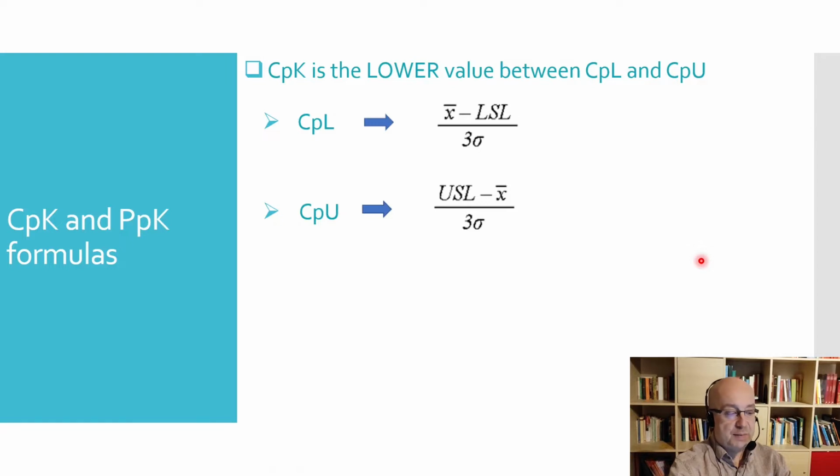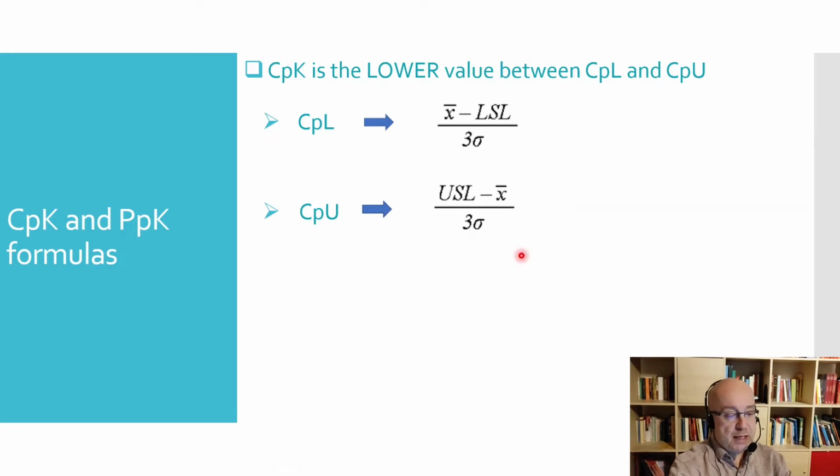So let's start with CPK and PPK formulas. CPK is the lower value between CPL and CPU. You can see here the CPL formula, where at the numerator we have the average, represented by X bar, of the values obtained by measuring a few units drawn from a first sample from my process, minus the lower specification limit, divided by 3 times the standard deviation of the values obtained by measuring the units drawn from my sample.